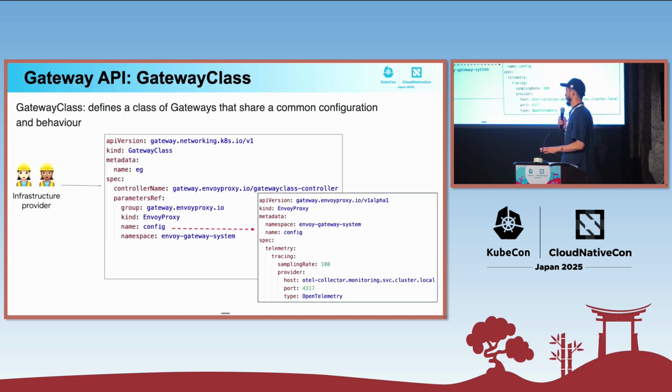So I will quickly go through some fundamental concepts of Gateway API in case somebody didn't hear about it yet, because I saw not all the people raising their hand. So first one is GatewayClass. It just defines a class of gateway that shares some common configuration and behavior. For example, we have a GatewayClass called EG here, which is managed by the Envoy Gateway controller. And all the gateways of this class share the same configuration, like sending the tracing to the OpenTelemetry collector.